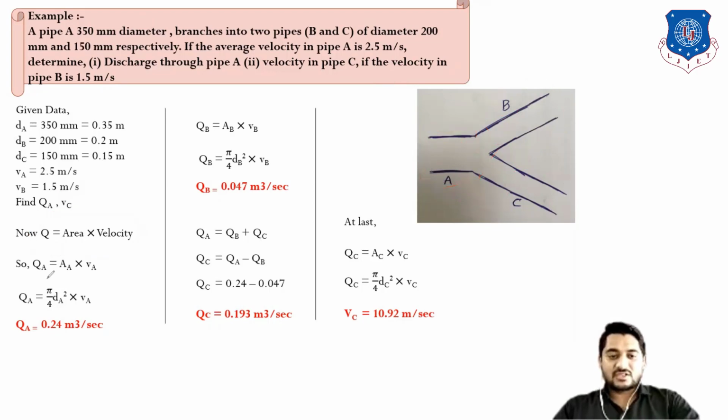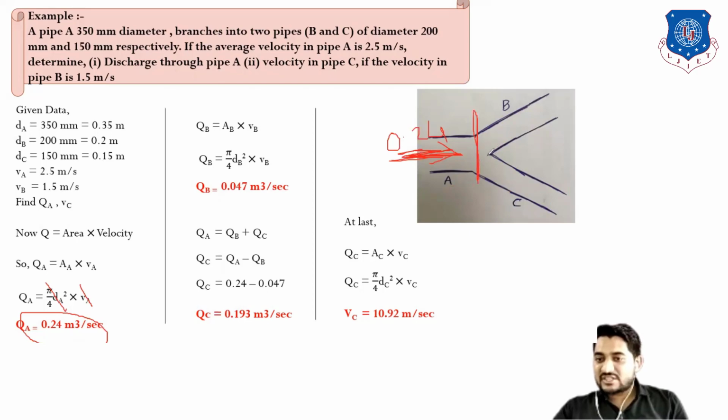Clear? So here Q of A is equal to area of A into velocity of A. For a circular pipe, area will be pi by 4 d square, into velocity. In this equation, the diameter is given and velocity is given, so we can find the discharge, 0.24 meter cube per second. So at this section, discharge will be 0.24, right? After that point, the pipe branches into two pipes, so discharge will be divided into two segments. So let us take this equation for the second segment.